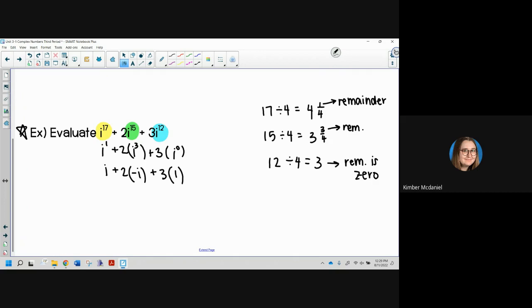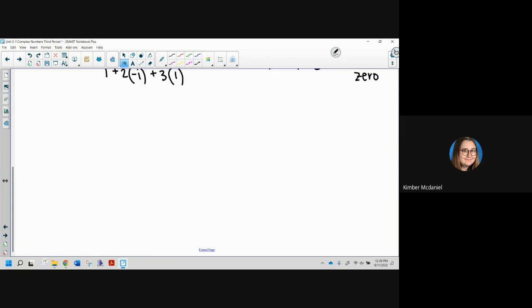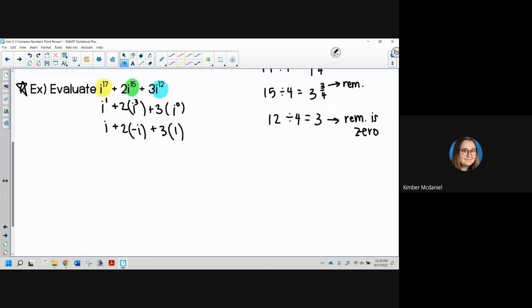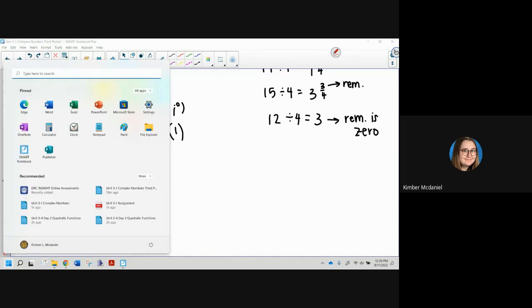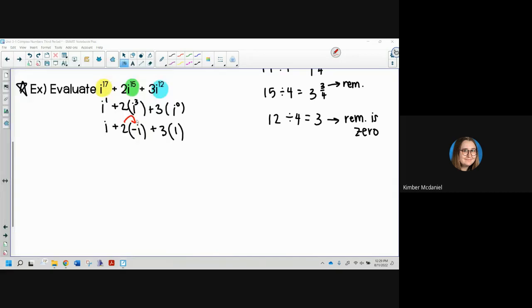At this point, we are going to multiply and combine any like terms that we have. So we're going to do 2 times negative i and 3 times 1. We're going to bring down that first i. 2 times negative i is negative 2i. 3 times 1 is 3.